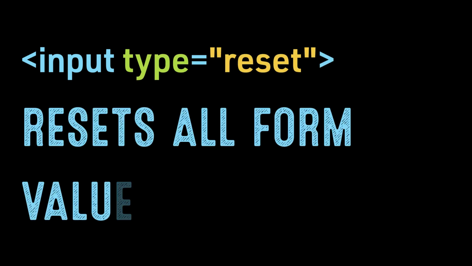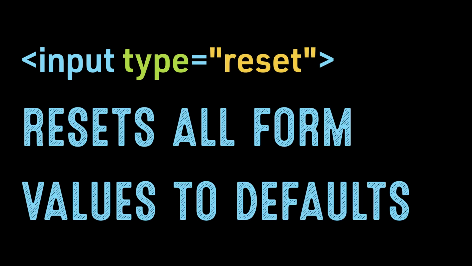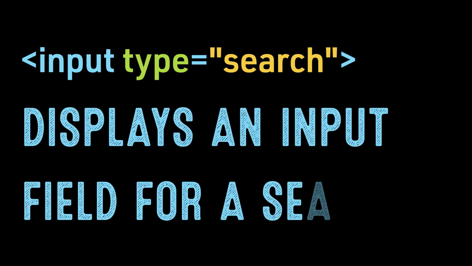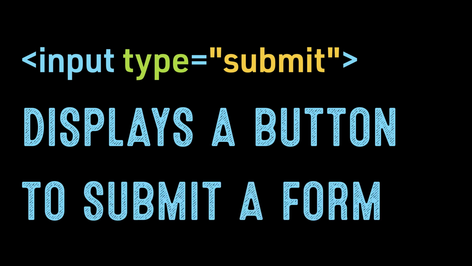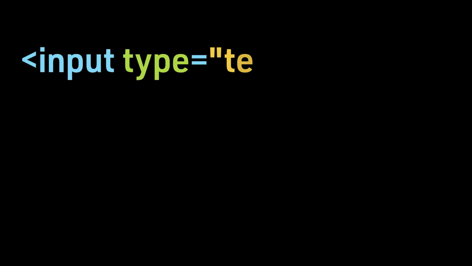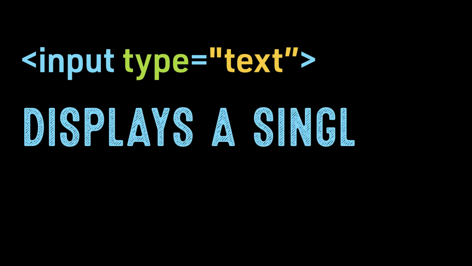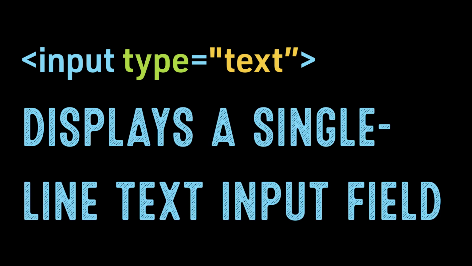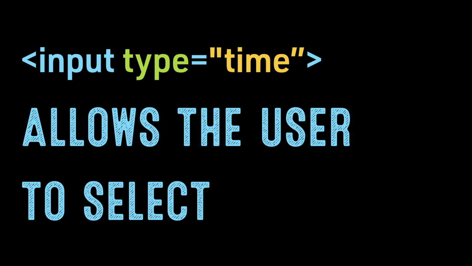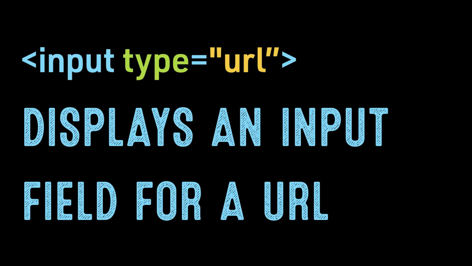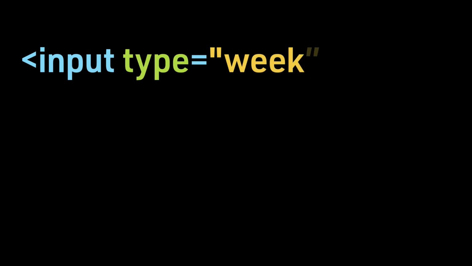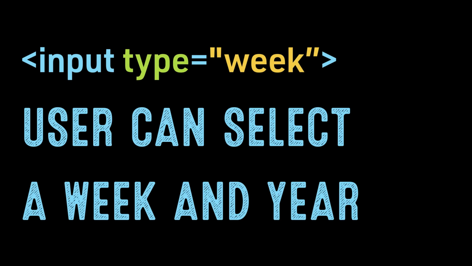Input type reset resets all form values to defaults. Input type search displays an input field for a search. Input type submit displays a button to submit a form. Input type tel displays an input field for a numeric entry that is a telephone number. Input type text displays a single line text input field. Input type time allows the user to select a time. Input type URL displays an input field for a URL. Input type week, user can select a week and year.